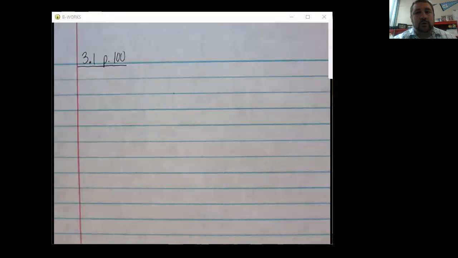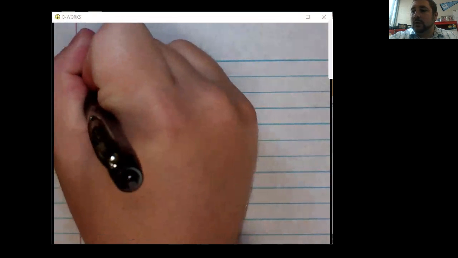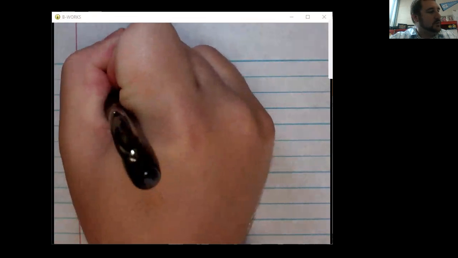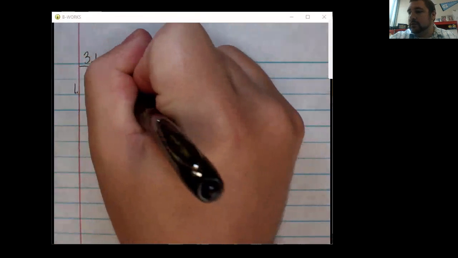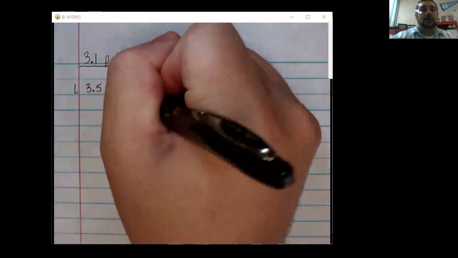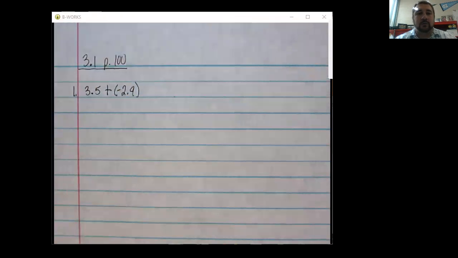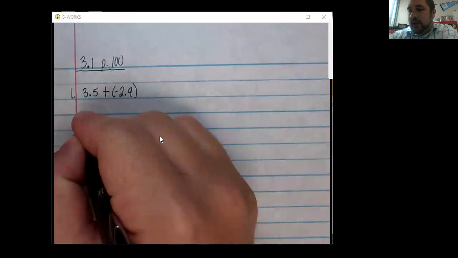All right, we're going to start with number 1, which is 3.5 plus negative 2.9. Now it says you can use a number line. We are going to use a number line. So we're going to draw a number line on your paper, and you probably need to put all this on a piece of notebook paper so that you have plenty of room. All right, so we're going to make our number line.